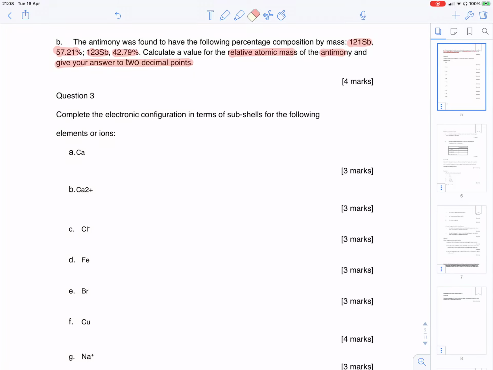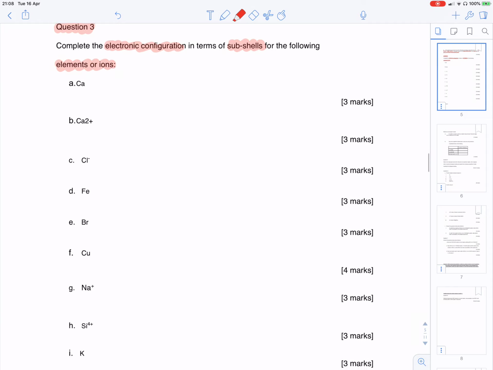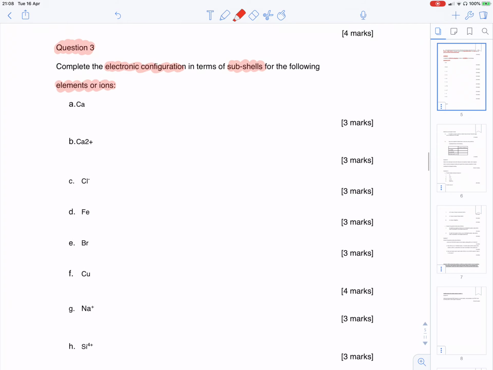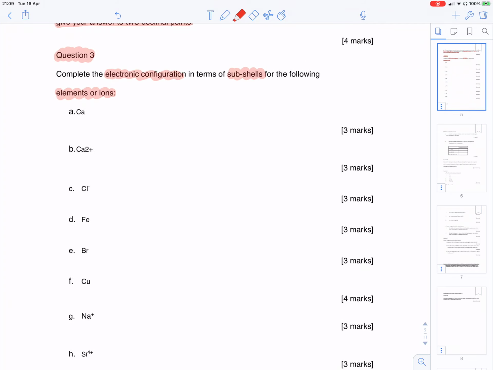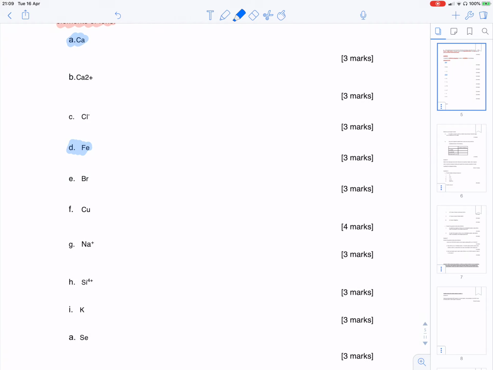Okay, so let's do number 3. It says complete the electronic configuration in terms of subshells for the following elements or ions. Let's look at the elements. Calcium is an element. Iron is an element. Bromine is an element. Copper, potassium, and selenium. These are all the elements.